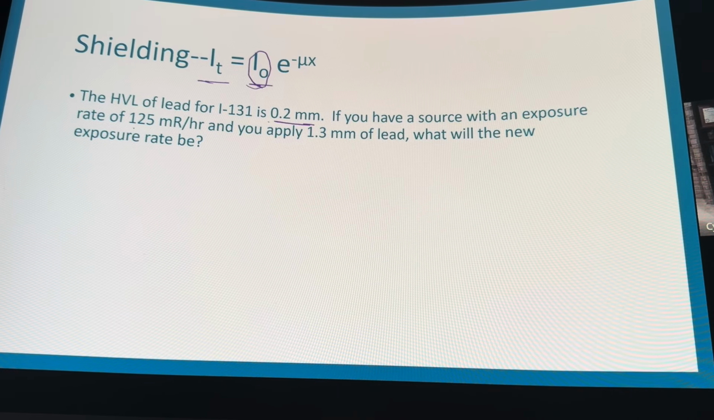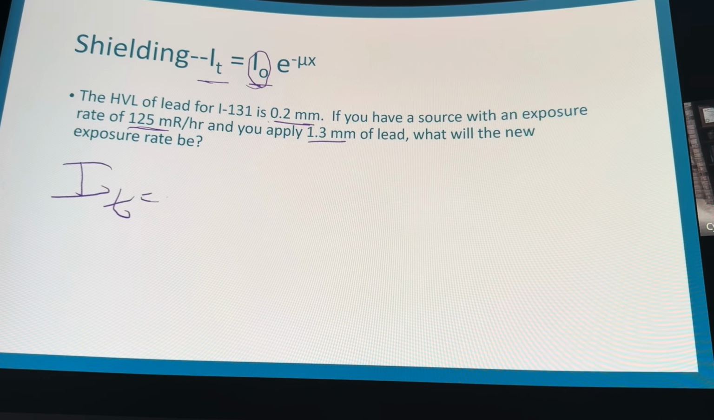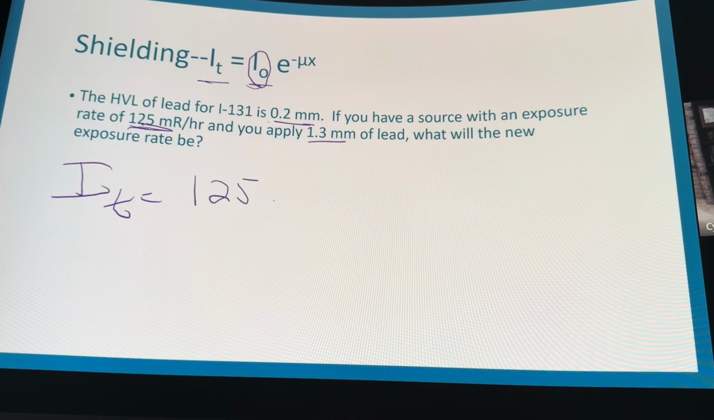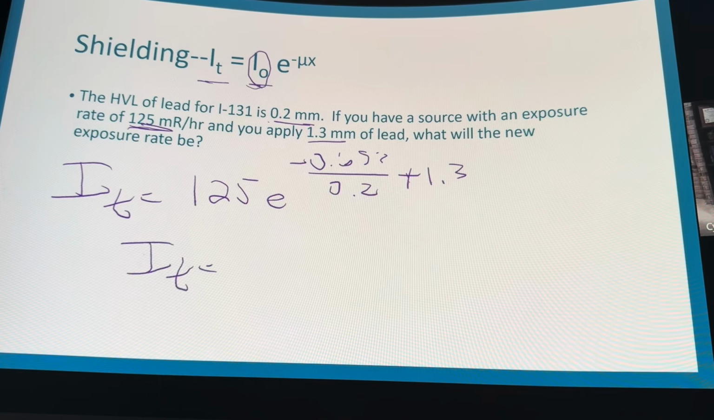You have a source that has an exposure rate of 125 mR per hour, and you're going to put a 1.3 millimeter shield on it. So I'm looking for I sub T. I sub T equals 125, my exposure rate, times e to the negative 0.693 divided by the half-value layer, which is given, 0.2, times the thickness of this shield, 1.3. I sub T, when you plug that in your calculator, is 1.4.